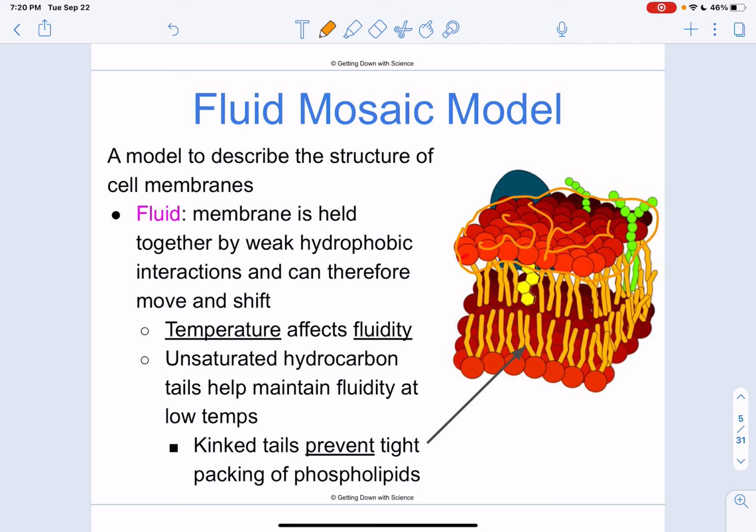And luckily, we have some things that protect it from getting too solid or becoming too cold. And so we have unsaturated hydrocarbon tails, the kinky tails that we were talking about. Right here. The fact that these are bent means that they do not become solid at room temperature, just like oil, just like warm fat. They do not become solid at room temperature.